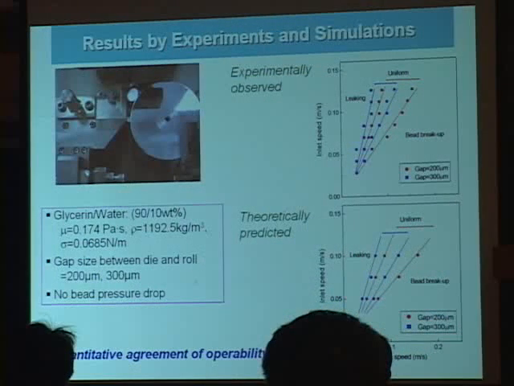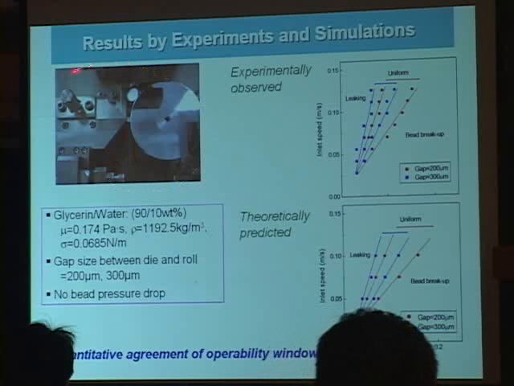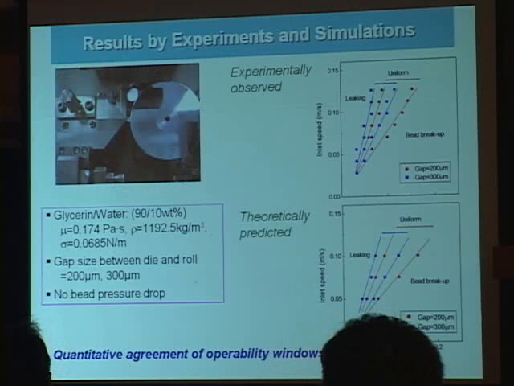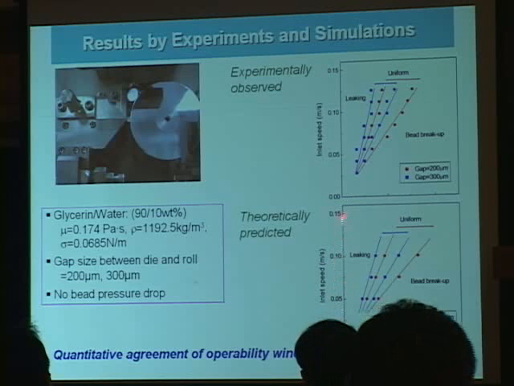We also conducted experiments to classify the coating limits. We used this equipment and we used Newtonian liquids and these operating conditions. We demonstrated that the experimentally observed coating windows, plotted in the flow rate or inlet speed and web speed diagrams, quantitatively coincide with those by the 2D model.